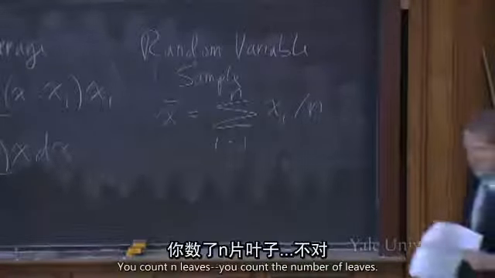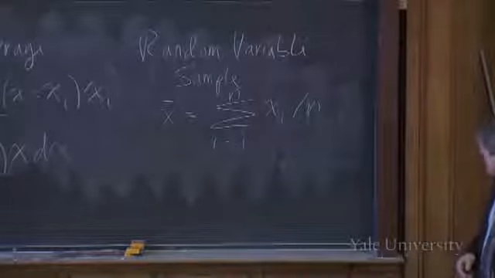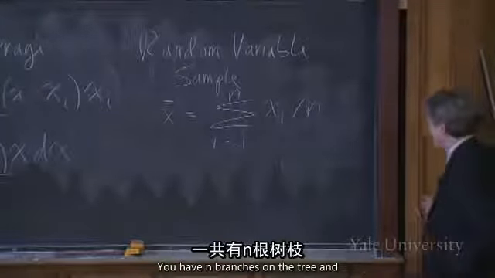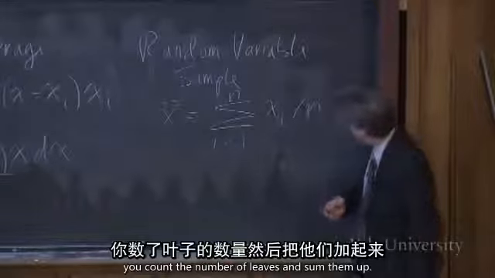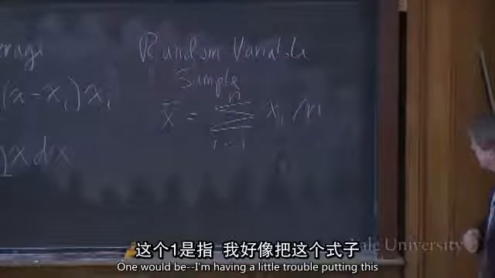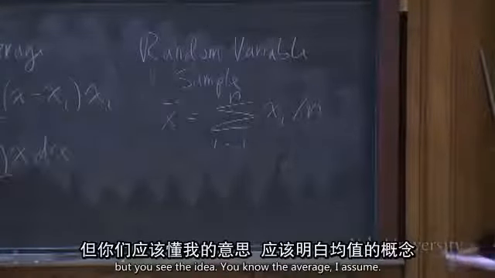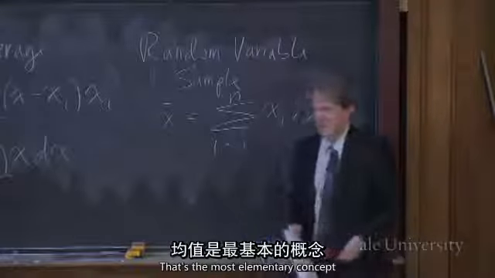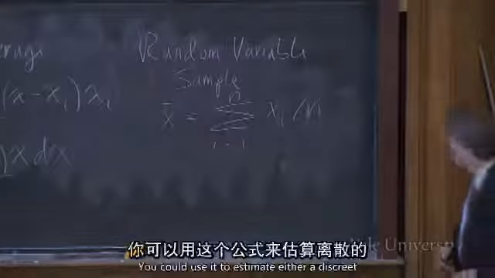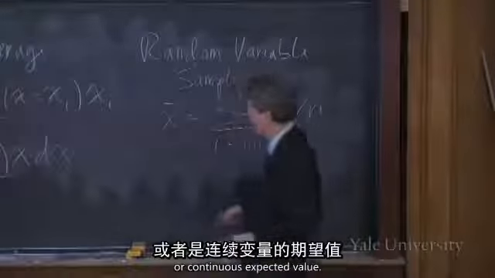Say you have n branches on the tree. You count the number of leaves and sum them up. I'm having a little trouble putting this into the Rituparna story, but you see the idea. You know the average, I assume. That's the most elementary concept. And so you could use this to estimate either a discrete or continuous expected value.